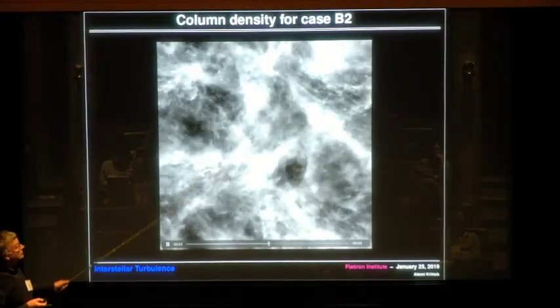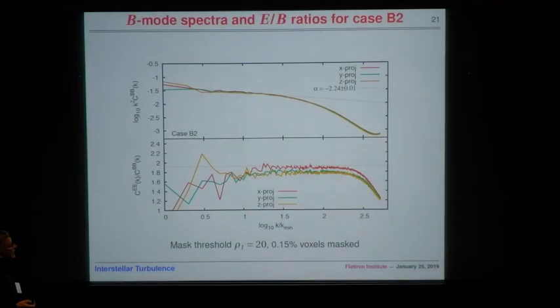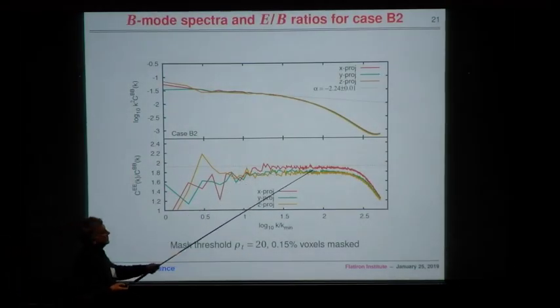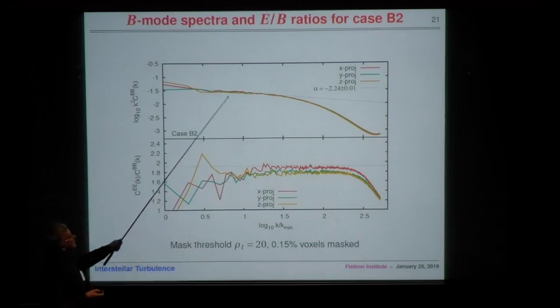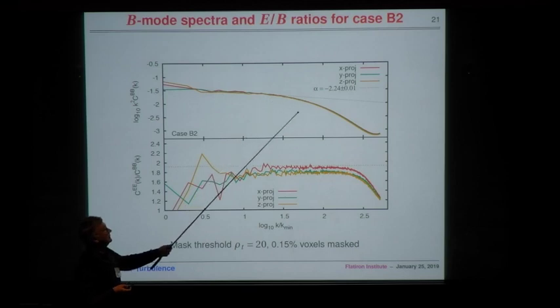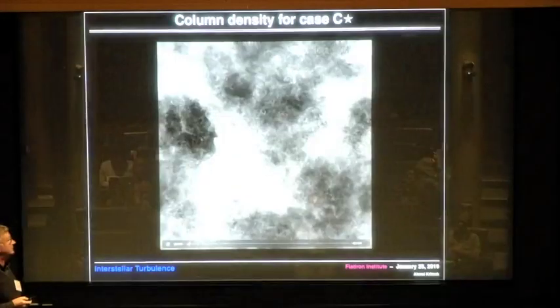Now let's look at model B2. Now the Alfvén Mach number will be 1. And wow, still we have the same E to B ratio, right? That's nice. And the slope is a little bit more shallow, but still pretty close to what is expected.